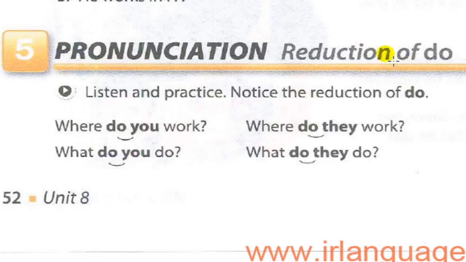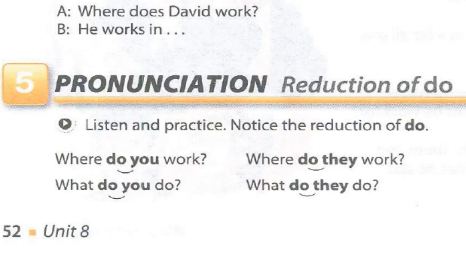Pronunciation, reduction of do. Reduction means abbreviation. Listen and practice. Listen and repeat. Notice the reduction of do. Where do you work? Link between do and you. What do you do? Where do they work? What do they do? So you make a link between do and you, do and they. That's the end of Unit 8 Part 1.